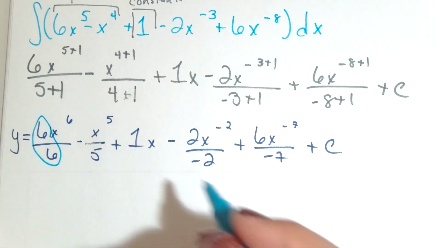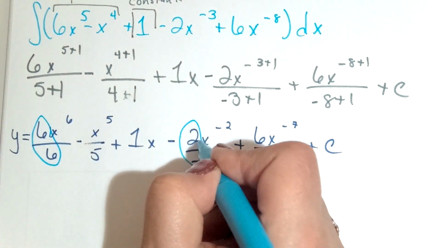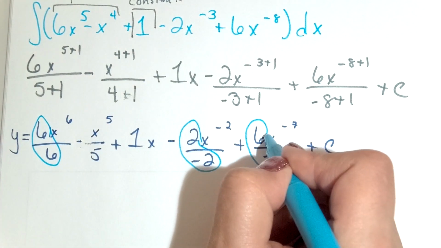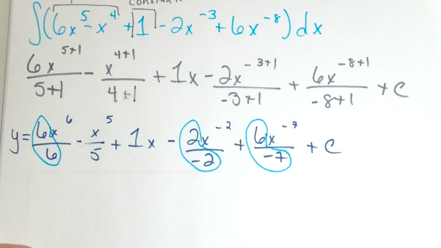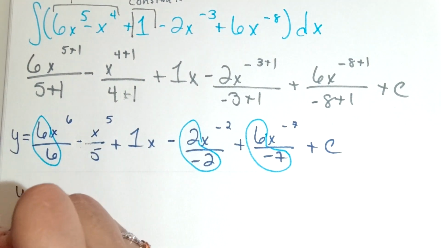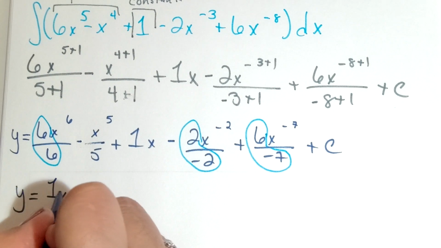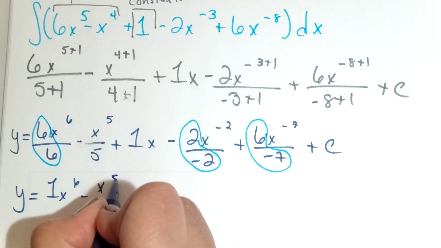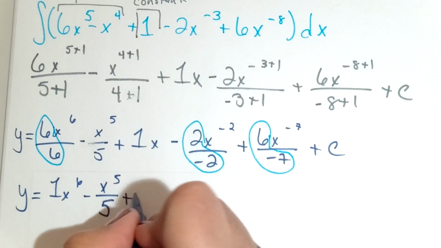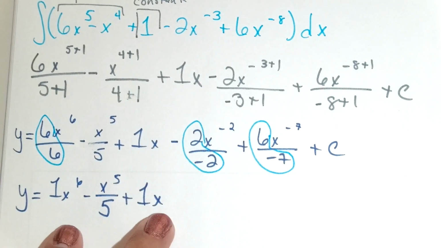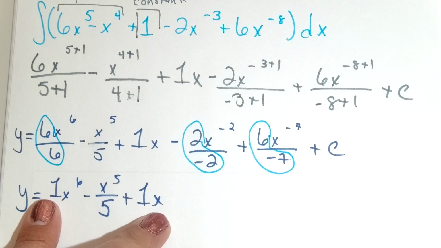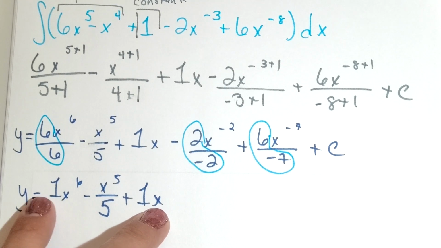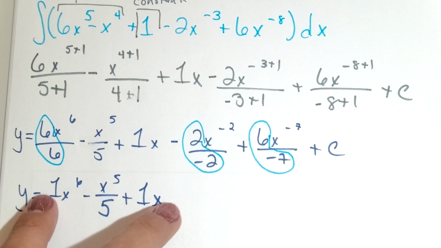Simplify coefficients if necessary. So you see I'm circling the coefficients I need to simplify. 6 divided by 6 is 1. There's nothing to simplify here, so I just leave it like that. I think somebody asked me this at the beginning of class. Do you need to include your 1? No. But if you include it there, I won't mark it wrong or right. I'll mark it right if you include it or not include it.